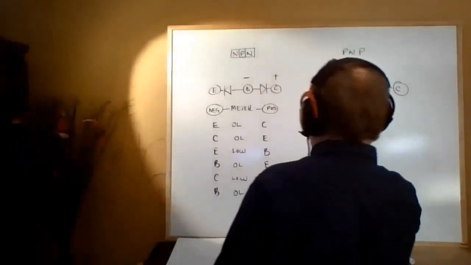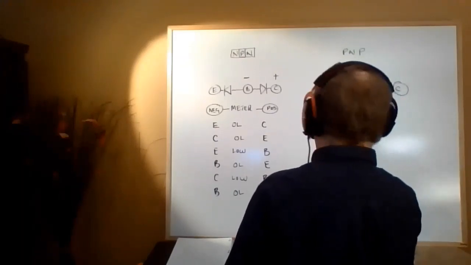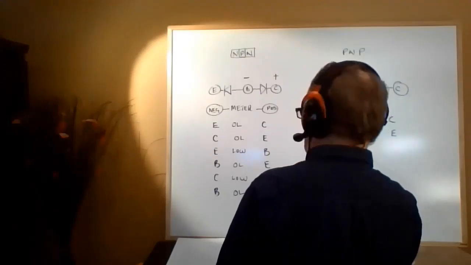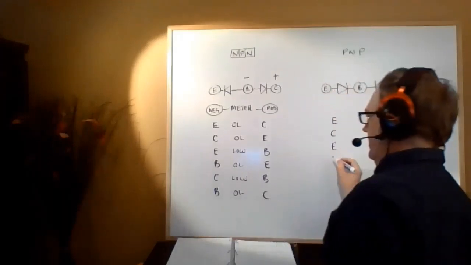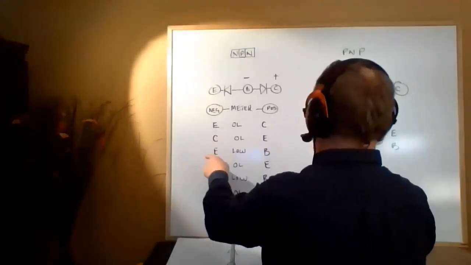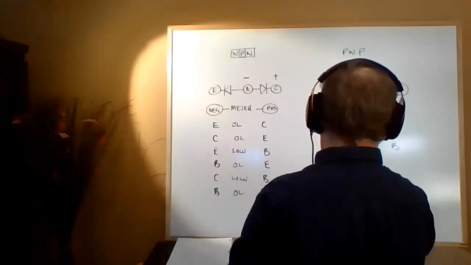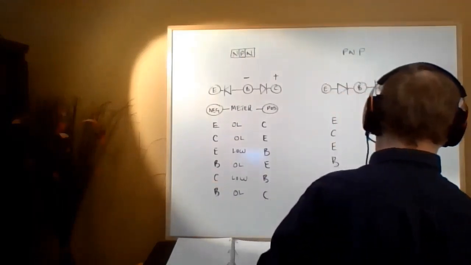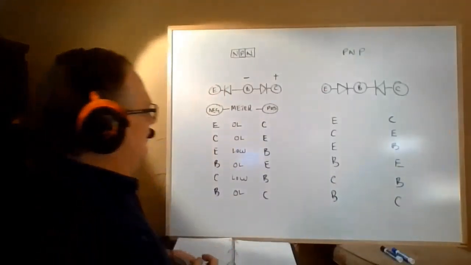We'll use the same meter positions, and we'll go E, C. We'll keep the arrangement the same. Okay, C to E, E to B, and B to E. Sorry, C, 1, 2, 3, B to E. C to B, and B to C. All right, now let's take a look and see what happens here.